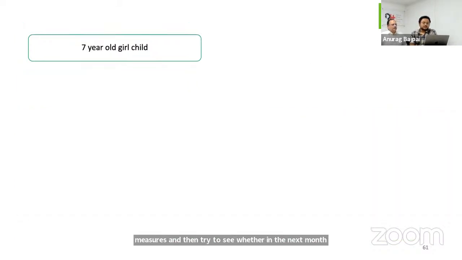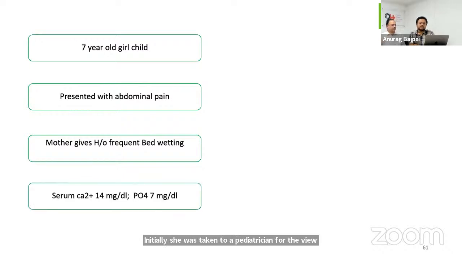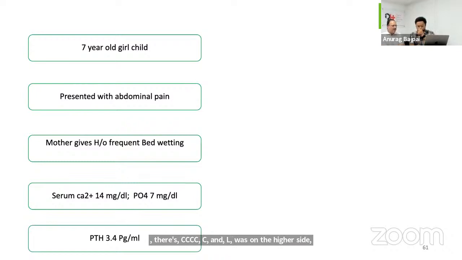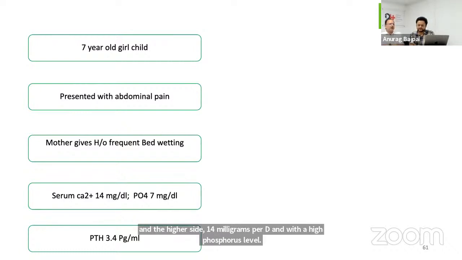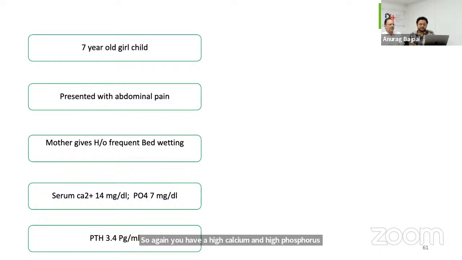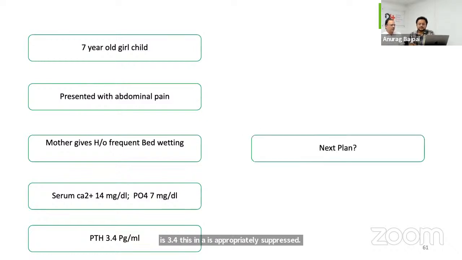So next, a 7-year-old girl child has presented with abdominal pain, and the mother gives a history of frequent bedwetting. Initially, she was taken to a pediatrician for a possible urinary tract infection and investigated thoroughly. But incidentally, we found that her serum calcium level was on the higher side, 14 milligram per dL, with a high phosphorus level. So again, you have a high calcium and high phosphorus, which makes a PTH cause unlikely. As you said, the PTH is 3.4. It is appropriately suppressed. So what would be the next plan in this case?